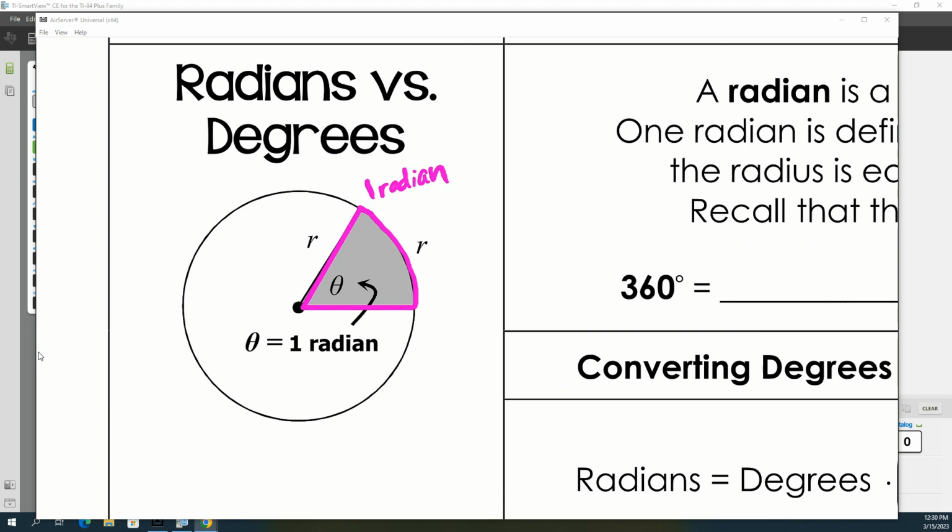All right, so that angle right here, this angle, it's not writing, sorry. That angle is the measure of 1 radian. So it's way bigger than a degree. But that's what 1 radian looks like.